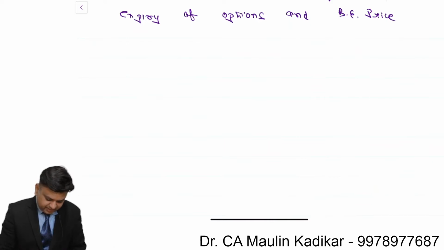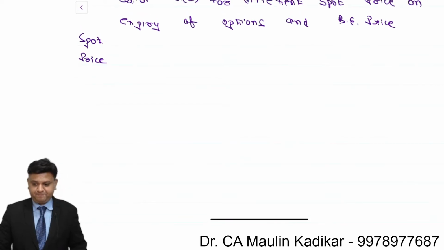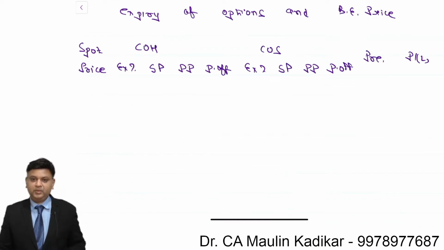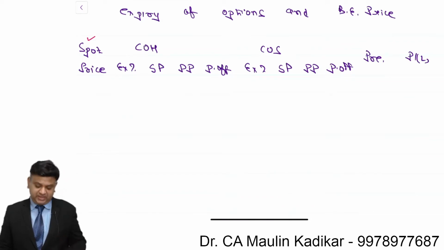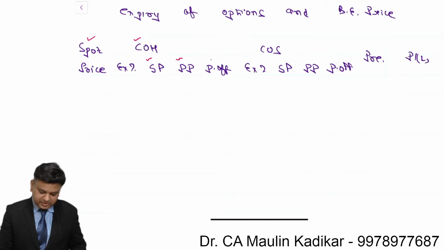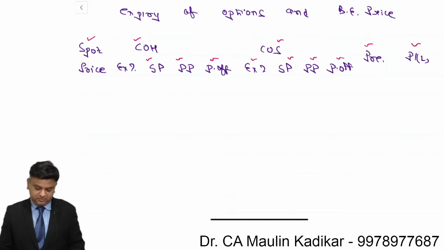So column number 1 will be spot price. So the columns will be like this. Column number 1 is the spot price of the underlying asset on the date on which the option is expiring. Call option holder: exercisation question mark, sale price, purchase price, payoff. Call option seller: exercisation question mark, sale price, purchase price, payoff, premium and profit loss.